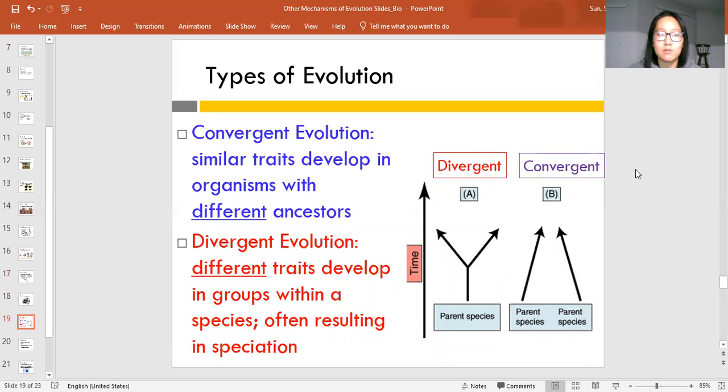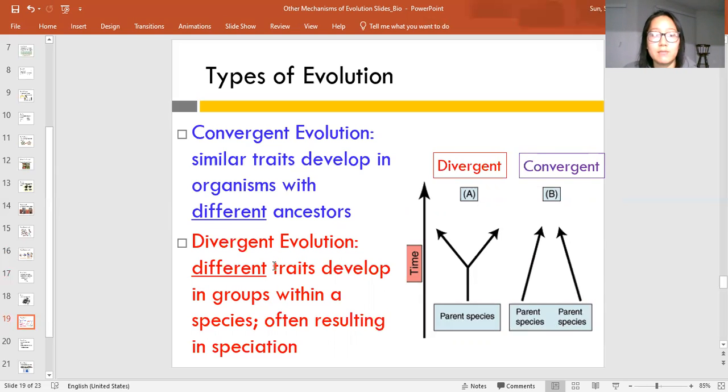So there are two kinds of evolution, right? There's convergent evolution, which means that similar traits develop in organisms with different ancestors. So convergent evolution is over here. You can see that originally there are two different parent species, two different ancestors, and maybe because of the environment or maybe because they're developing traits that help them survive, they just end up being more and more similar. So an example is birds and butterflies, right? They both need to fly, so eventually their ancestors both developed wings, and now they both are flying organisms.